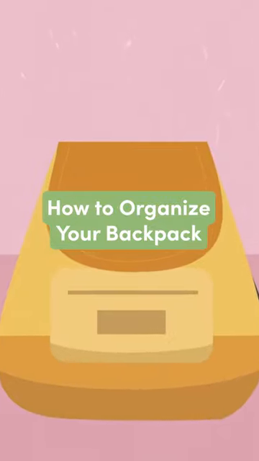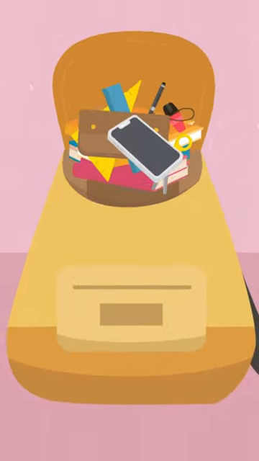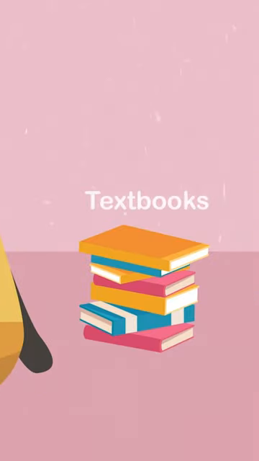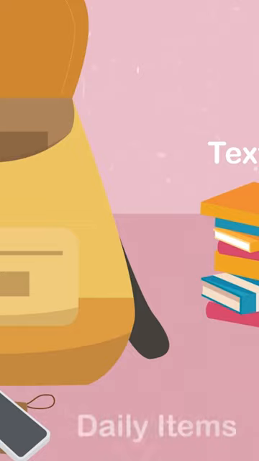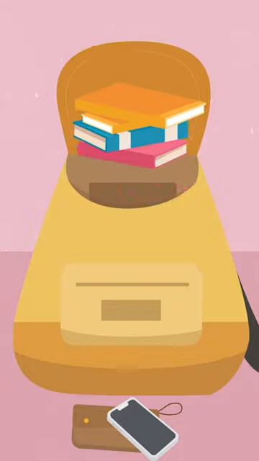Organizing your backpack is not as difficult as it may seem. Start by emptying your backpack and sorting everything into three piles: school textbooks, school supplies, and daily items. Put your school supplies into compartments. Sort your textbooks by subject and only pack what you need.